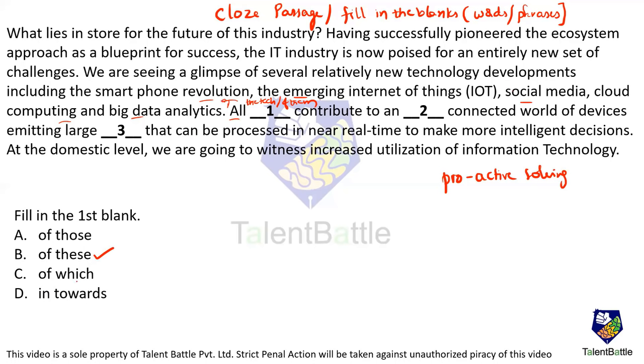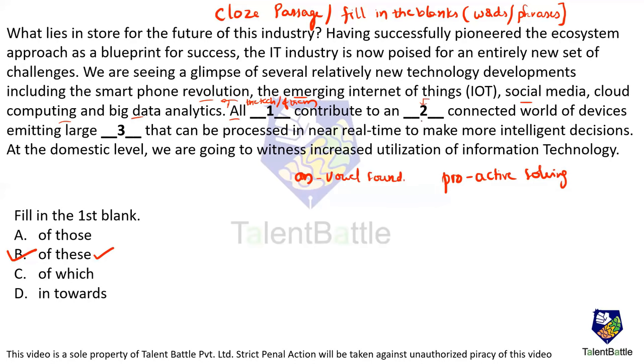Now, all of which contribute to an dash. Now, all of which is not sounding better. So all of these is sounding better among the four given options, right? So that says B must be the answer for this blank. Now, coming to the next. All of these contribute to an dash connected. Now, there is a hint again. An is used before what sounds, everybody? Exactly, vowel sounds. So I can quickly eliminate the consonant sound words, right?